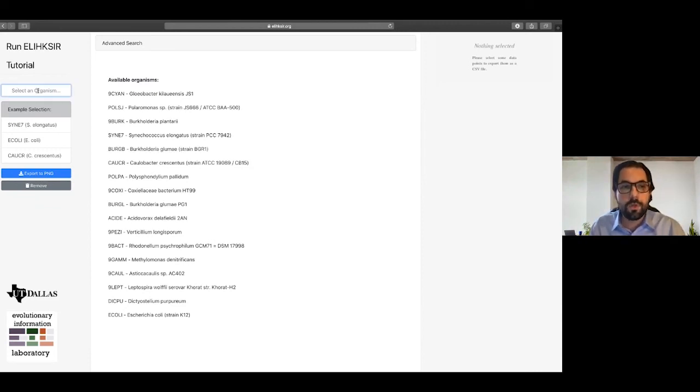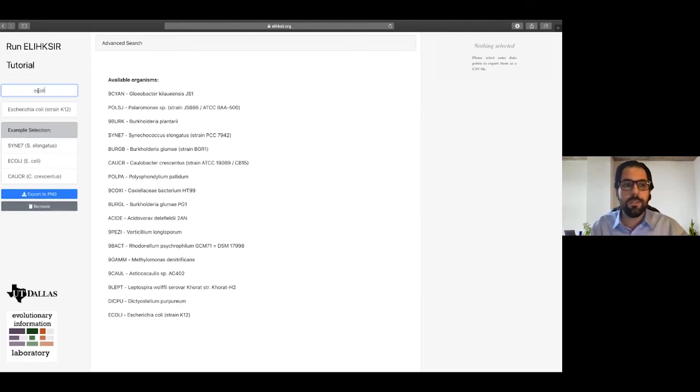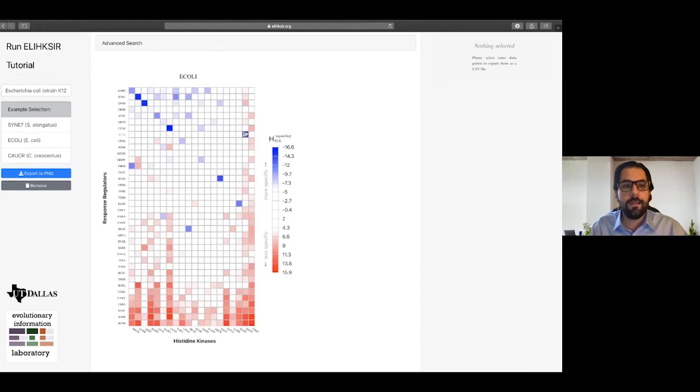For instance, if one searches an organism like E. coli, which is a very common model organism, then we can click there, and this is the output of our algorithm, where we have a list of all the response regulators in E. coli and all the kinases that are found in E. coli, and then we have a metric of their specificity. So in this bar shown at the right, you have negative numbers for really specific partners, so pairs that are really specific, and red or positive numbers for things that are not supposed to be interacting.